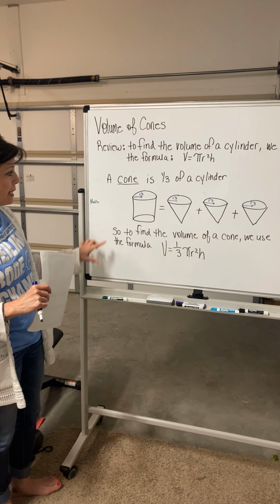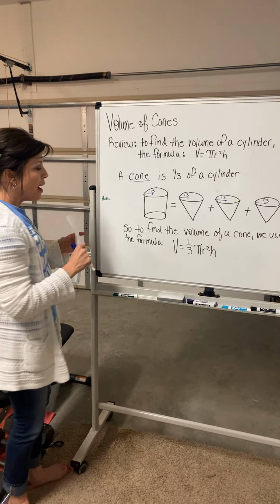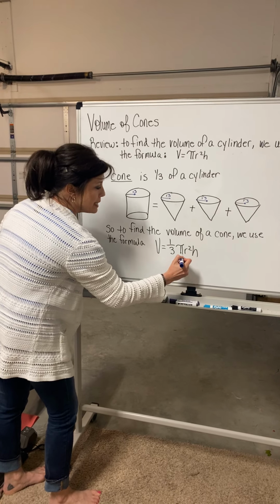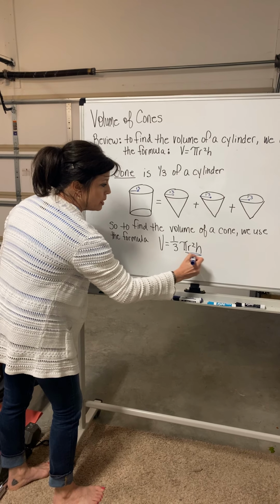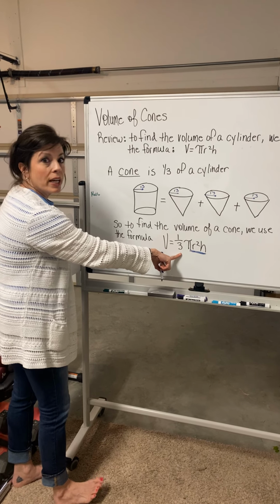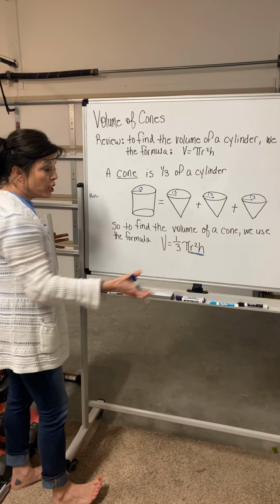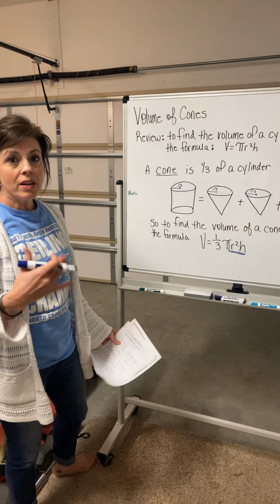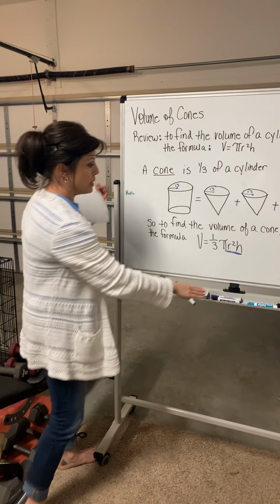So what that means is our formula to find the volume of a cone is the same as the cylinder formula. We've got that pi r squared h, we just put 1/3 in front of it. To put 1/3 in your calculator, you can just put it in as 1 divided by 3. That's the easiest way to put that in the calculator.